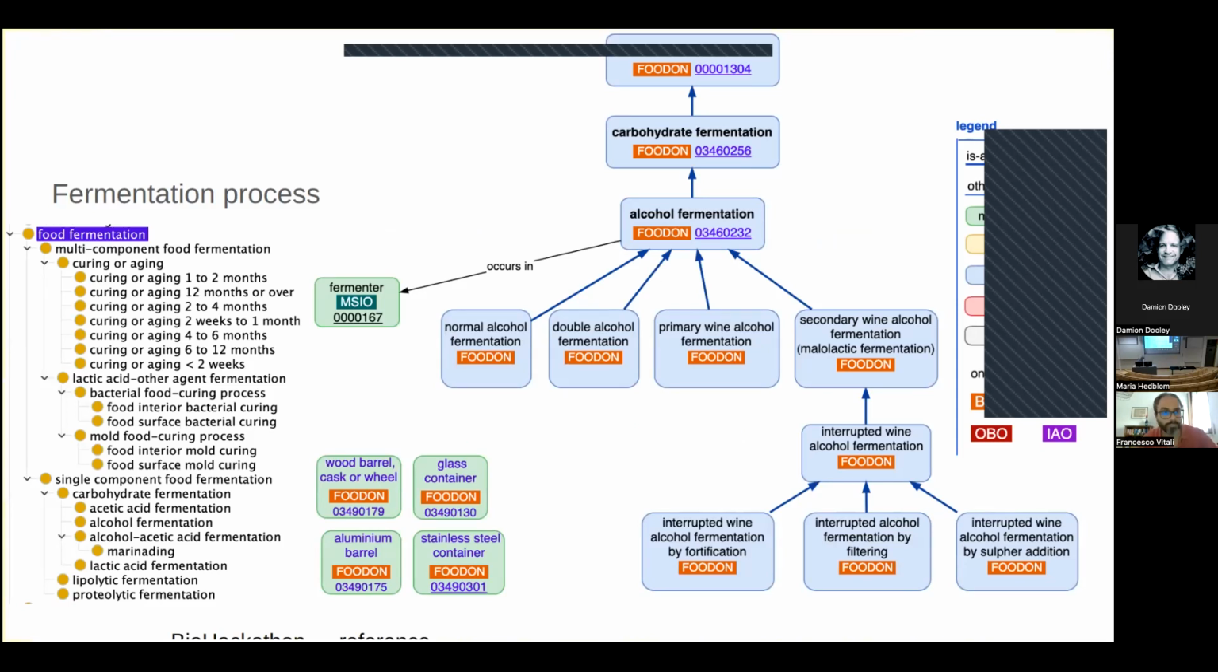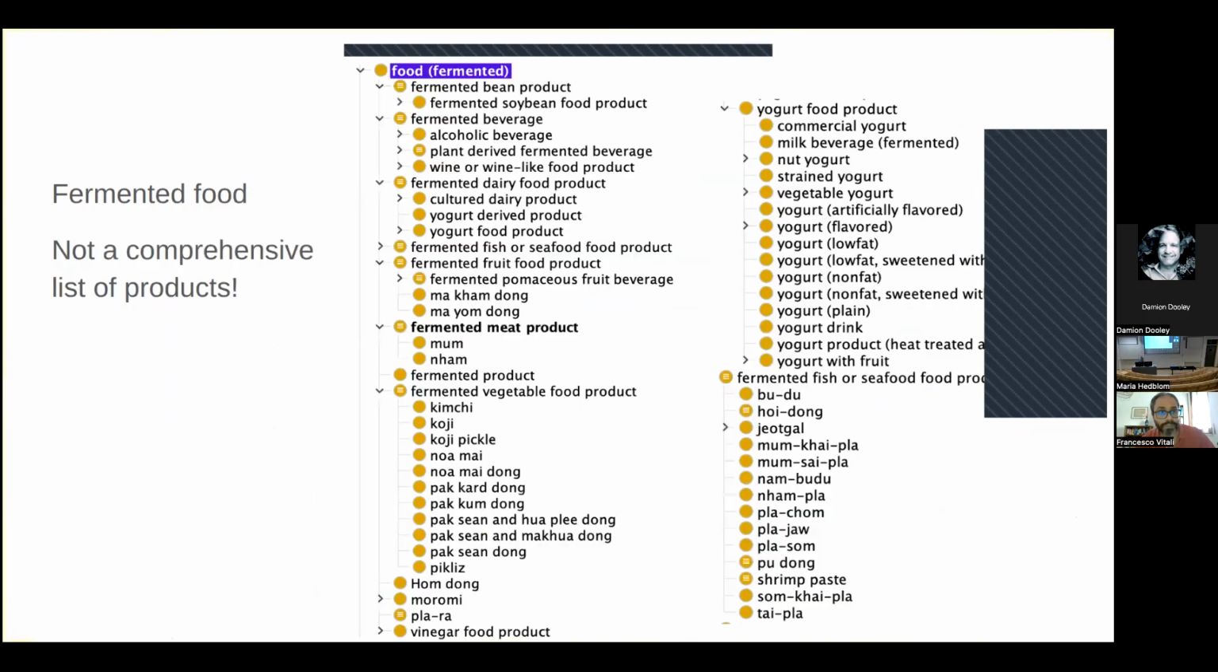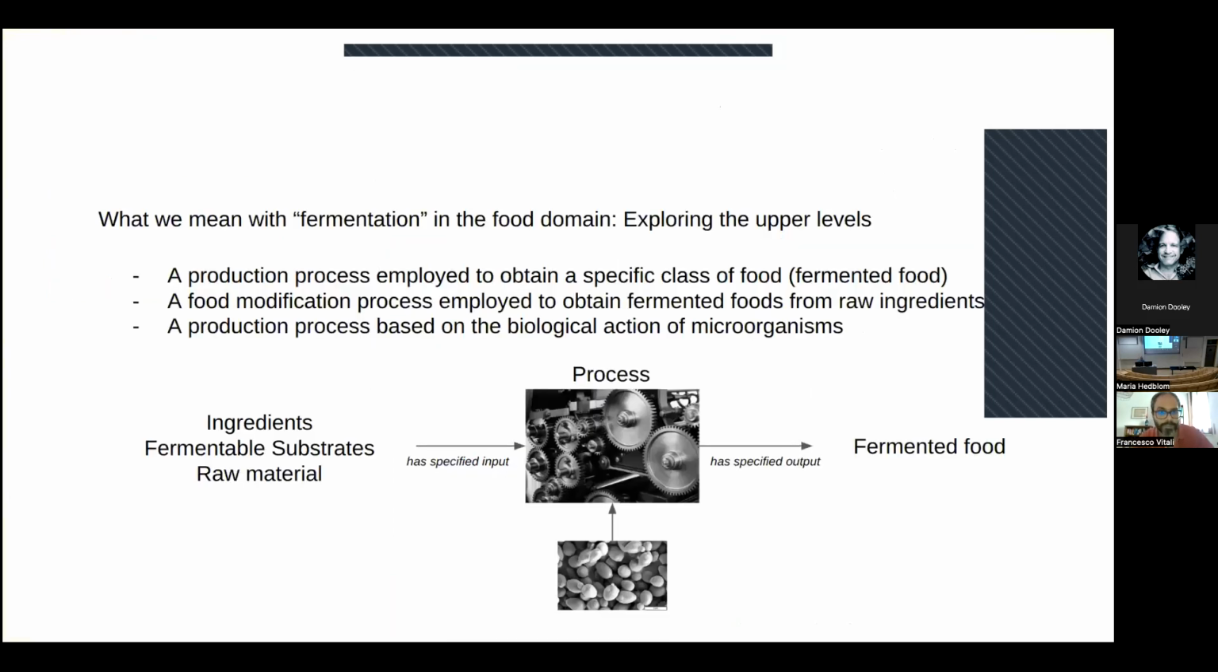Here we see some schema that we may talk about a bit later. We have already in FoodOn, for example, a set of fermented food products based on the different kinds of products. So we have fermented vegetable products. We have, for example, fermented dairy food products. We have fermented beverages. So a classification based basically on the end product, on the type of product. And in a bit, I would stimulate discussion on a somewhat different classification of the type of fermentation.